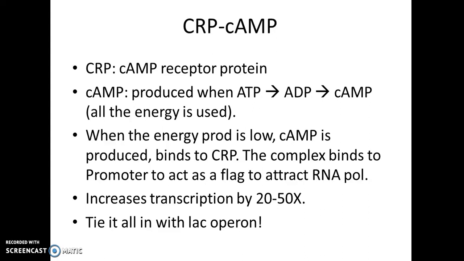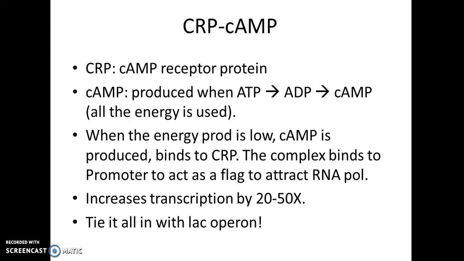So when the production of energy is low, cAMP is produced, right? Because you're breaking down ATP into cAMP. That binds to CRP, and that complex, the CRP-cAMP complex or crap camp complex, will bind to the promoter and it acts as a flag to attract RNA polymerase. Now, this will increase transcription by 20 to 50 times.